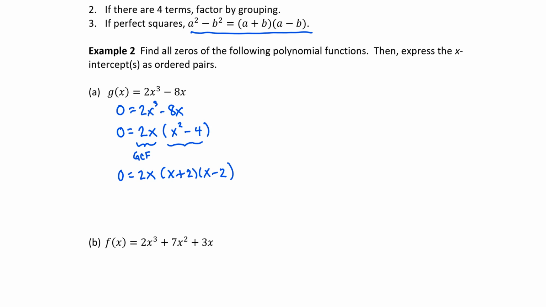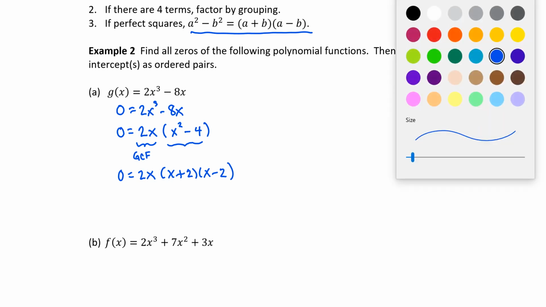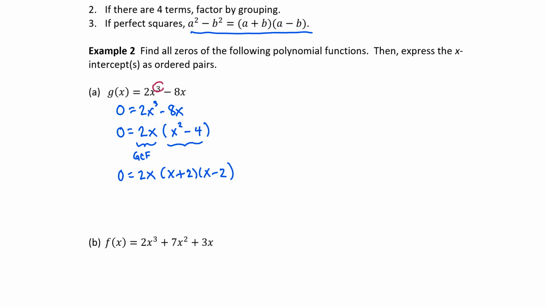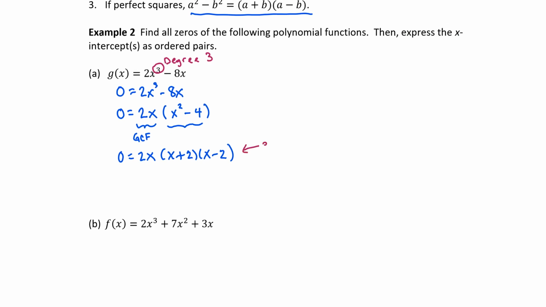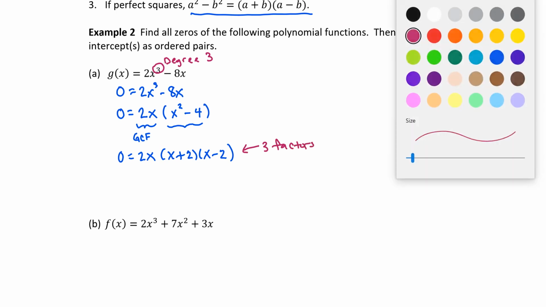So notice in this case, let's make some observations. We started out with a degree 3 polynomial. Remember, the degree is the highest exponent that I can find. And notice we ended up with 3 factors. There is definitely a connection there.